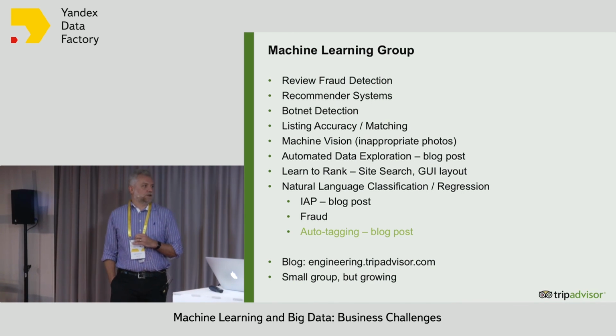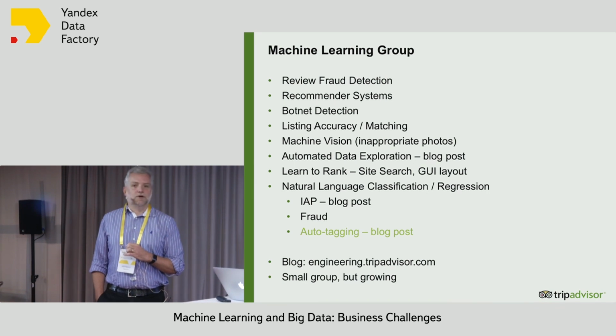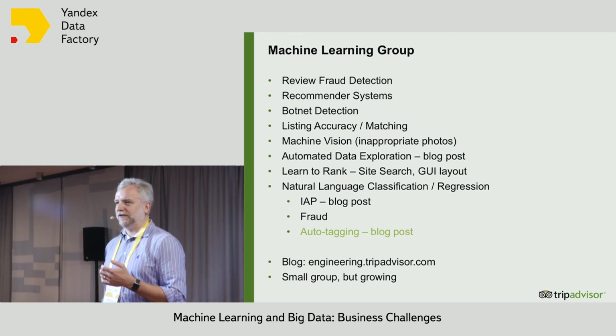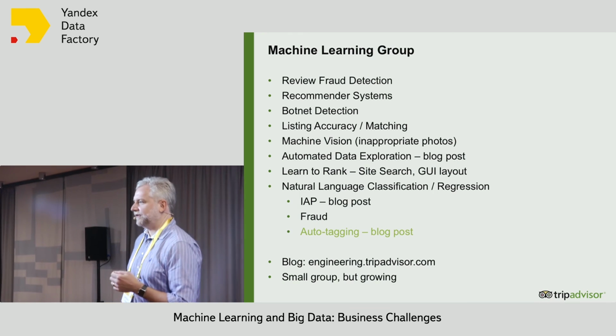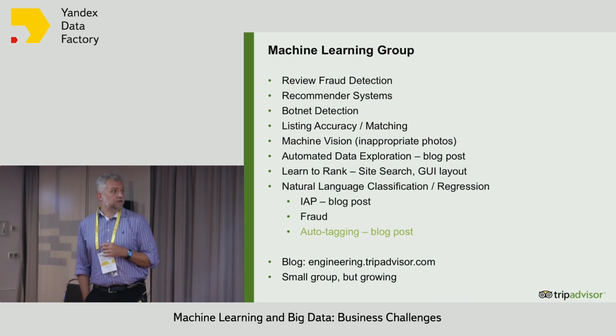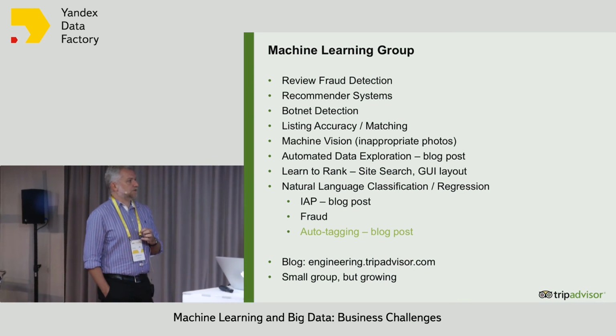In addition to the auto tagging stuff, we do inappropriate content classification. This is just basically not very useful reviews, things that don't have a lot of information. And there's actually a blog post on that too if you want to check it out. And we also use some natural language classification for fraud detection.